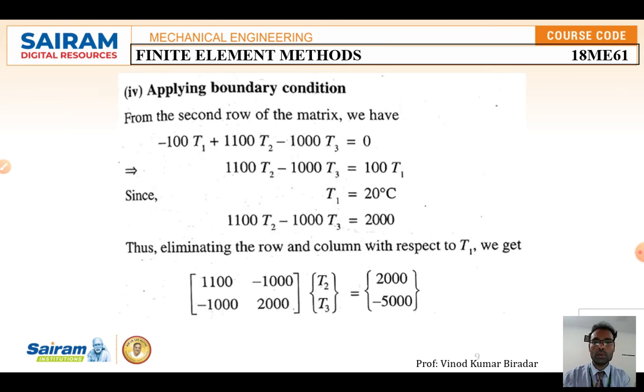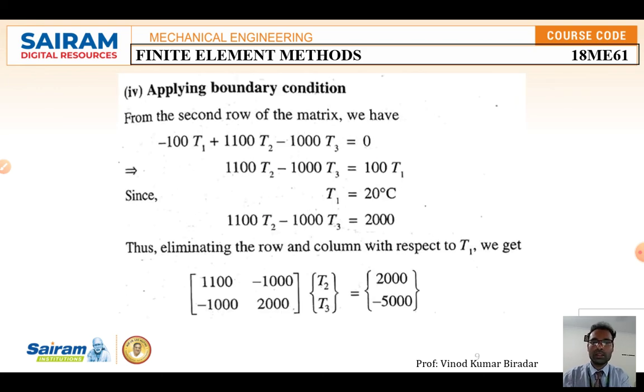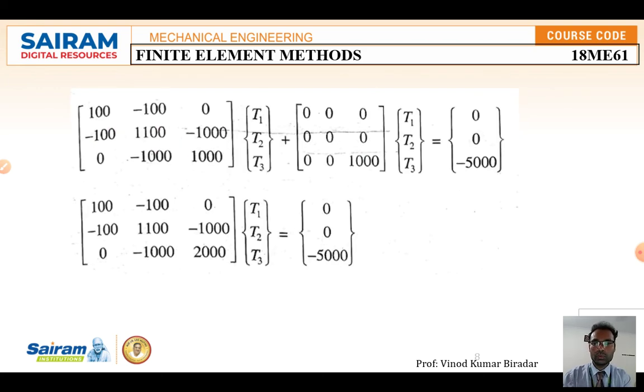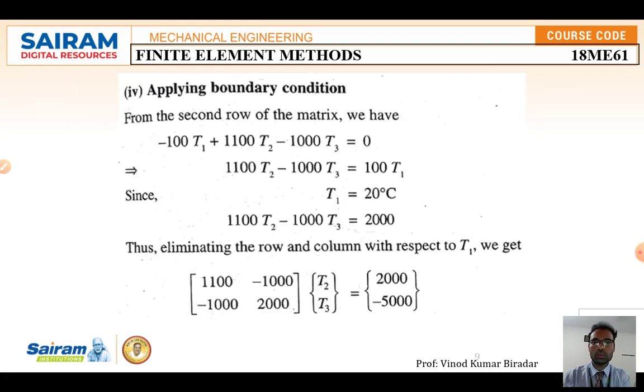Now apply the boundary condition. In the given problem T1 is given, so eliminate the first row first. Apply the boundary condition: T1 is given, so you have to multiply this, the second row first column, the third row first column, that is, the first column. So you are going to get two equations here, this and this. We have the T1 temperature value they gave, so substitute this temperature value in this, and you are going to get this value. This gives equation number 1.